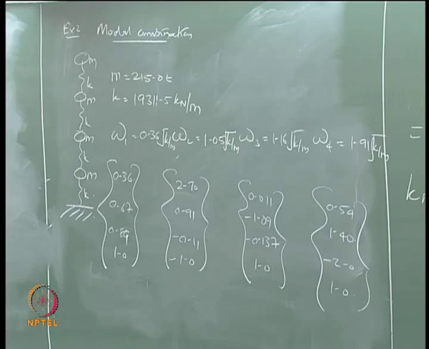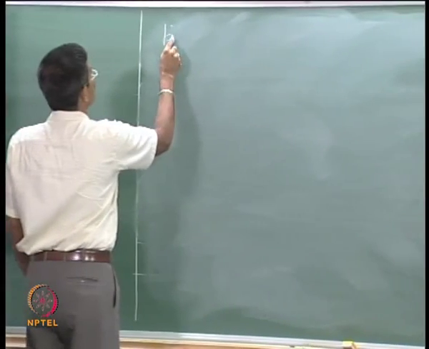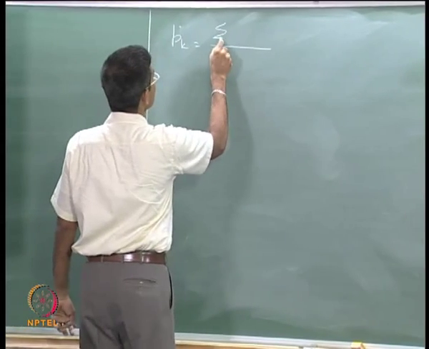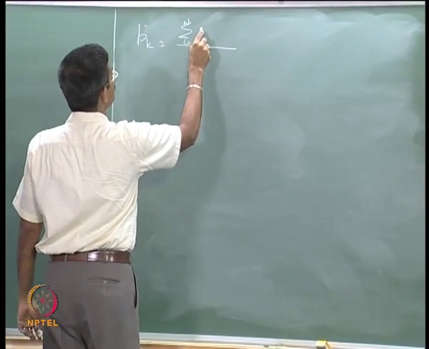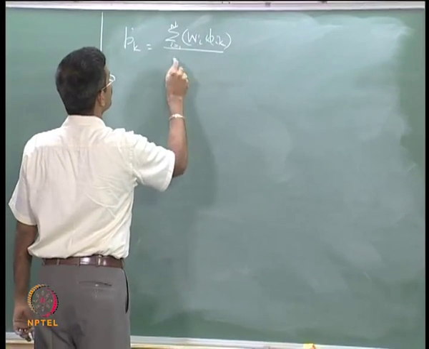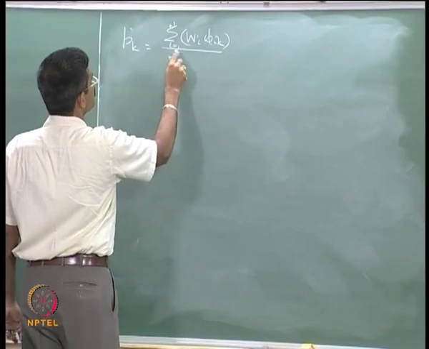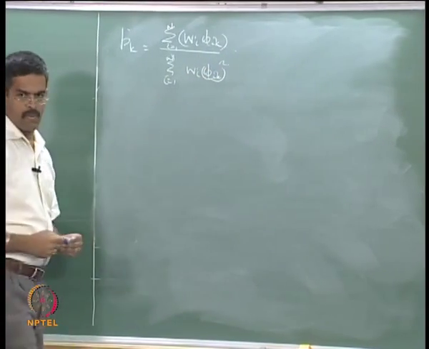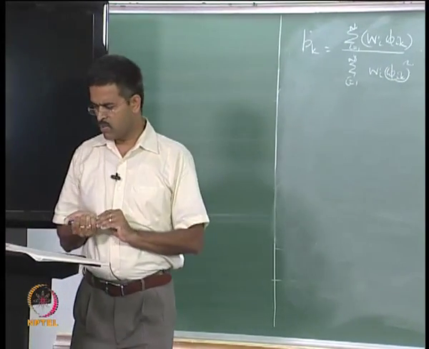So can you quickly find out the PKs, which is the sum of, make a table and quickly find this out.